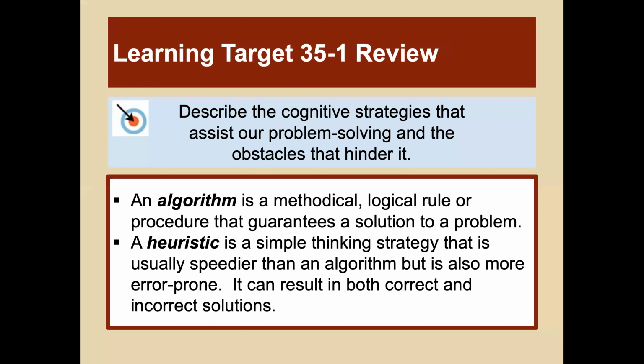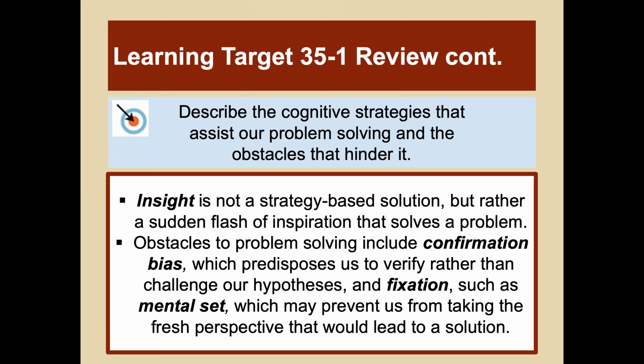So to review our learning targets, describe the cognitive strategies that assist our problem solving and the obstacles that hinder it. An algorithm is a methodical, logical rule or procedure that guarantees a solution to a problem, like a step-by-step problem solving strategy. A heuristic is that mental shortcut, a simple thinking strategy that is usually speedier, but is more error prone. It can result in both correct and incorrect solutions. Insight is not a strategy-based solution, but rather a sudden flash of inspiration that solves a problem.